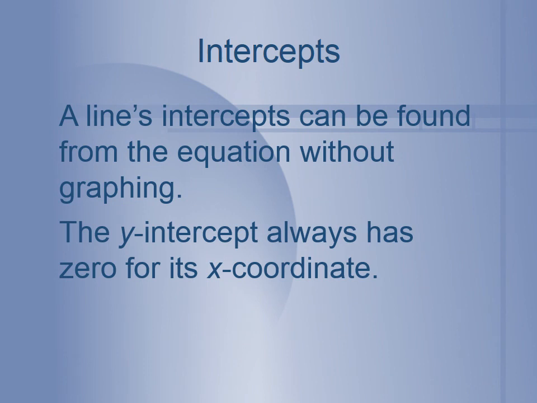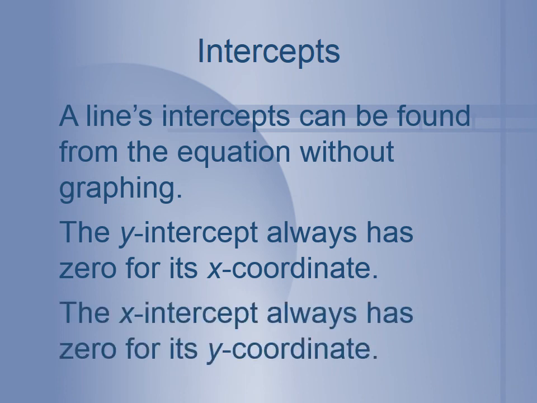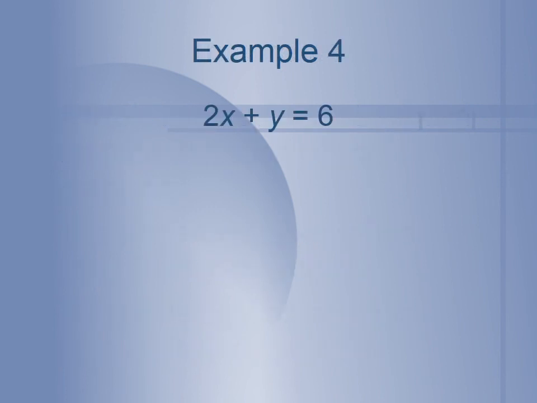The y-intercept always has 0 for its x-coordinate. Because if you think about it, you're looking for where it's crossing the y-axis, and the y-axis has an x-coordinate of 0 because it's at the origin, right? X-coordinate of 0. So the y-intercept always has a 0 for its x-coordinate, and vice versa. The x-intercept always has a 0 for its y-coordinate, okay? We can find our intercepts very easily.